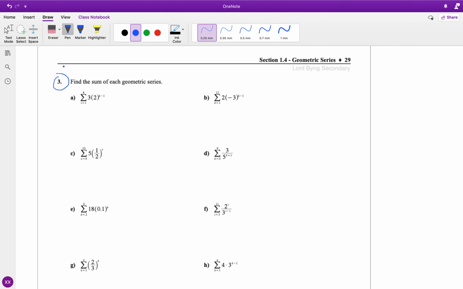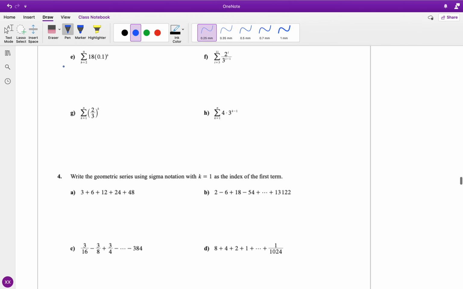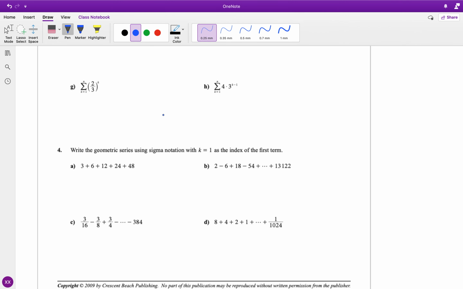Okay. This question number 4, I find that interesting. Okay. This one's straightforward. Go figure it by yourself. But I like to demonstrate this one.